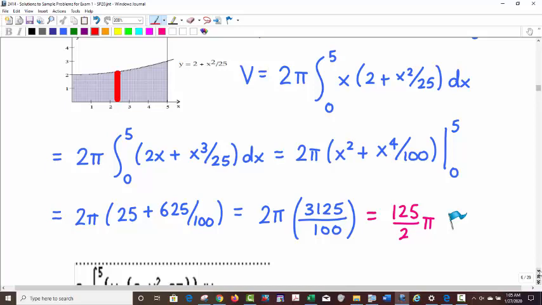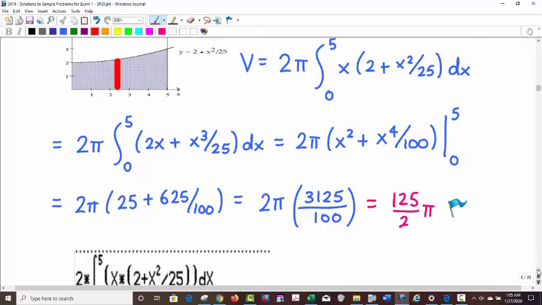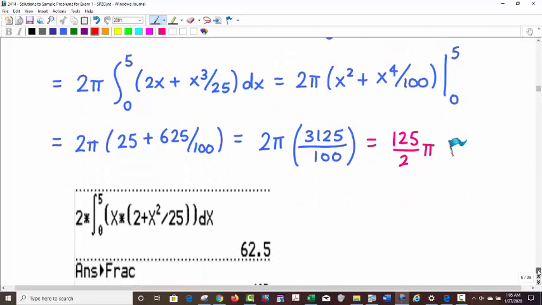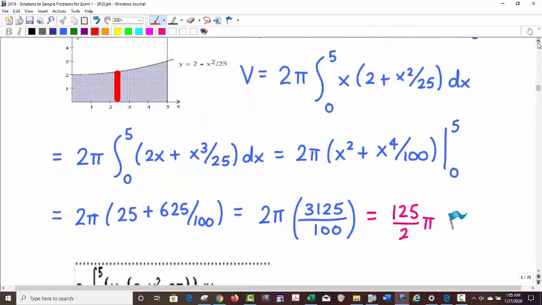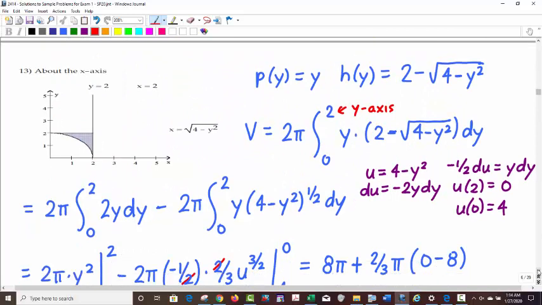But here, if you distribute it out, you'll get this. Then take the antiderivative of 2x will be x squared. X cubed over 25 will be x to the 4th over 100. 0 to 5. So doing it that way, that fraction all reduces to 125 pi over 2. So if you enter this in the calculator, like I did right there, and then made it into a fraction, 125 over 2 times pi.